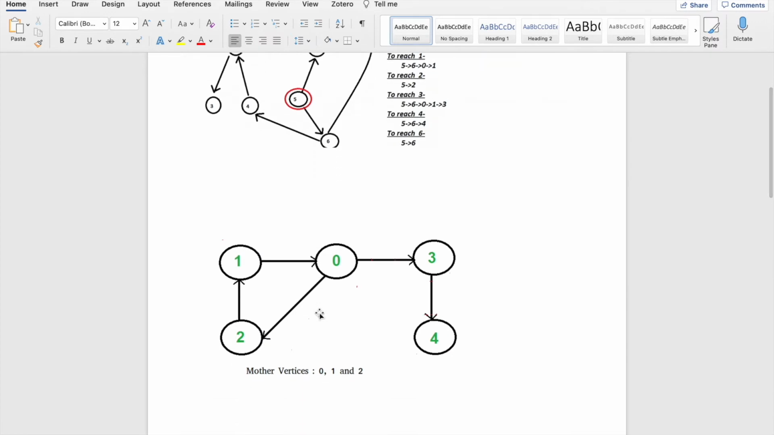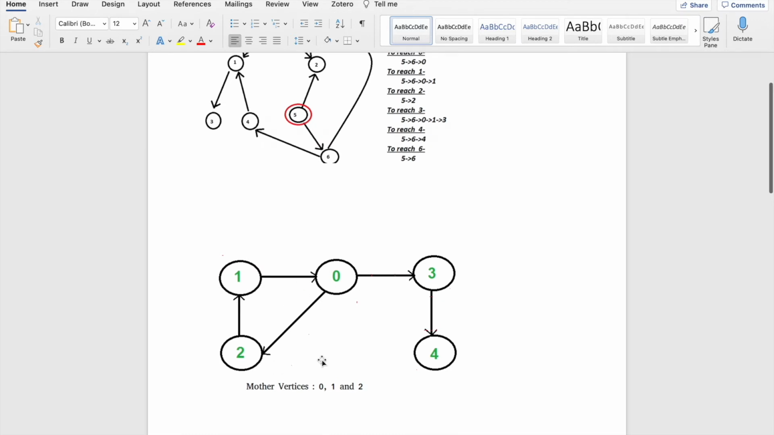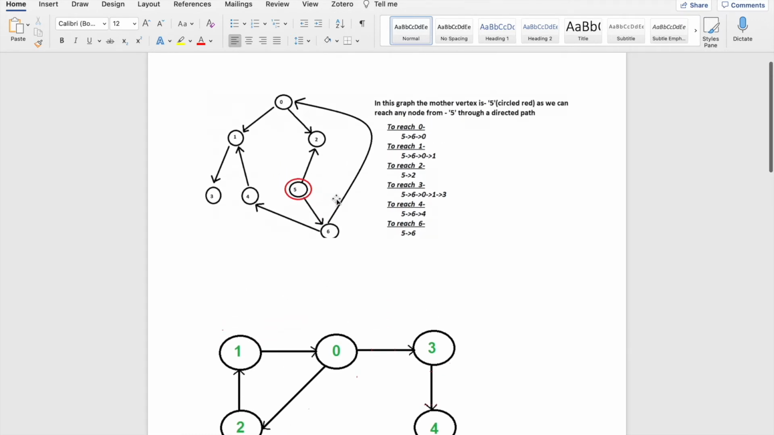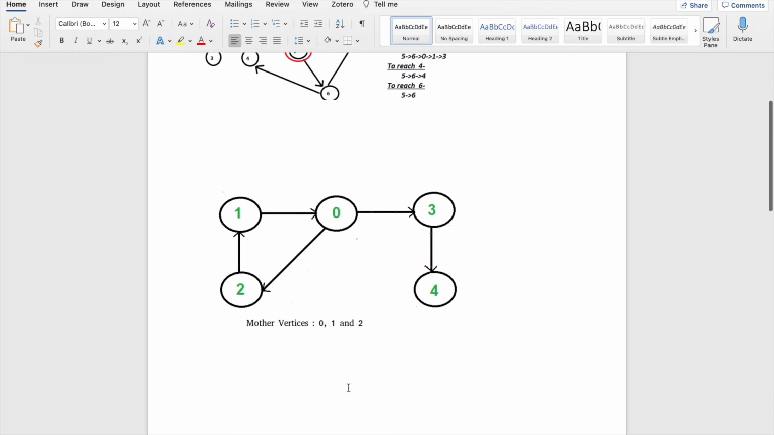Now similarly here, the mother vertices are 0, 1 and 2. How? You are able to reach from 0 to 3, 4, 1, and 2, and similarly for 1 and 2. So there is more than one mother vertex in this graph, whereas there you had only one. So this is what we understand by the concept of a mother vertex.